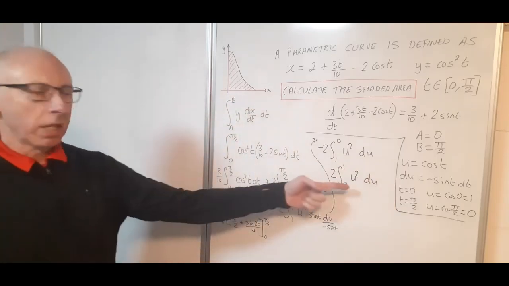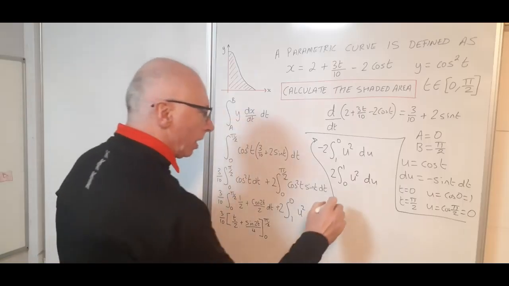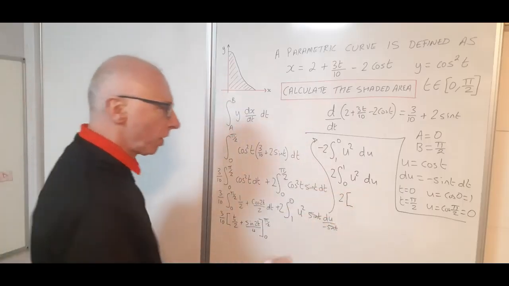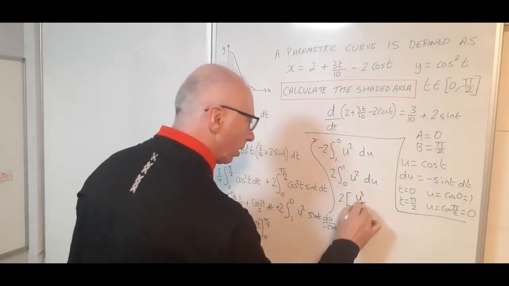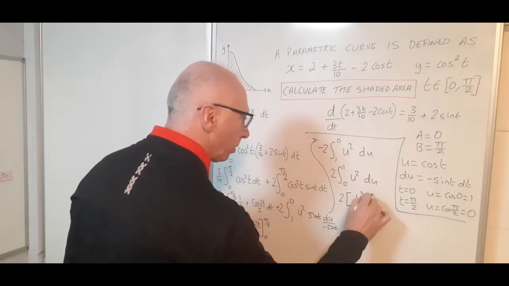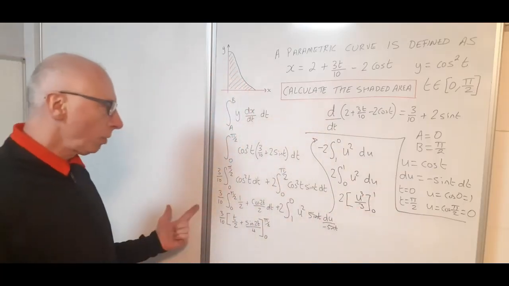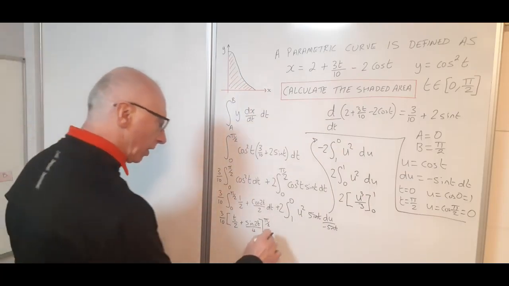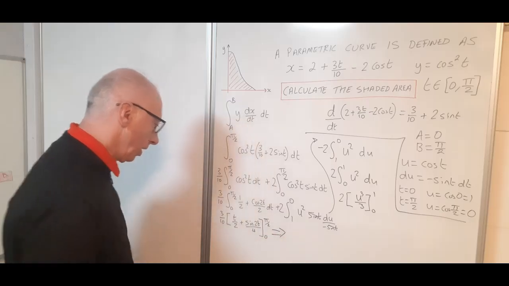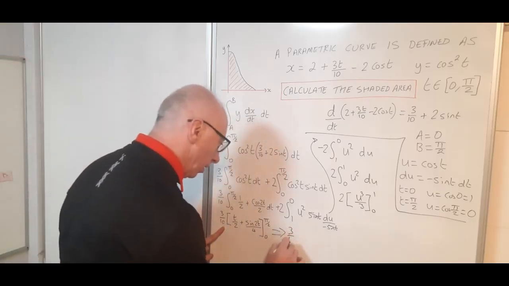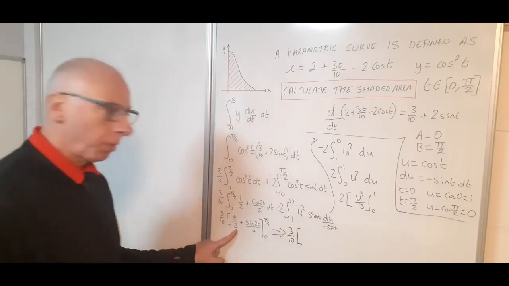Okay, right, we can integrate this. This is not a problem. So now I've got 2 times u cubed over 3, and that's from 0 to 1. Okay, now let's put the two integrals together and let's calculate what they are. So this one, I'll have 3 over 10, and then let's calculate what we got here.